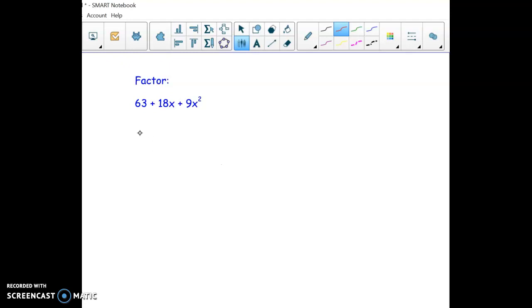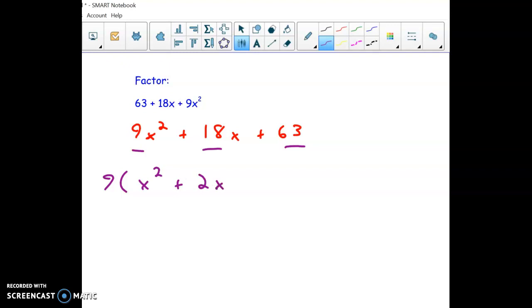Okay, so hopefully you had a chance to try it first. So rewrite it in standard form where the highest exponent comes first. Okay, and then what is common? We have 3 parts now, but all of them are divisible by 9. So I'm going to pull out a GCF of 9 and then just divide all the parts by 9.